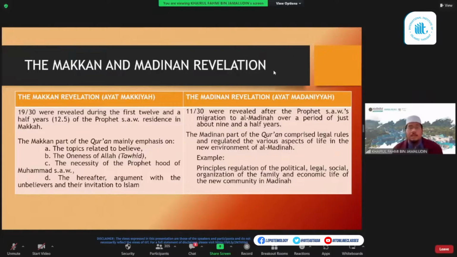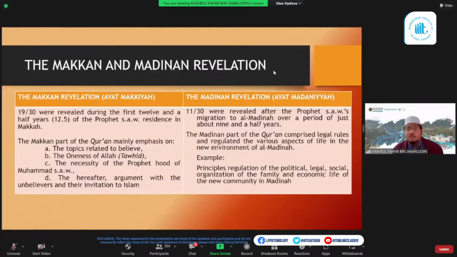And number 4, the verses that talk about the hereafter, argument with the unbelievers and their invitation to Islam. And in Medina, 11 surahs out of 30 were revealed after the Prophet ﷺ migrated to Medina, over a period of just about 9.5 years. Medina is where most of the Sharia was revealed.